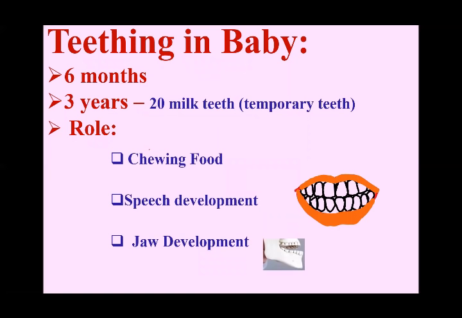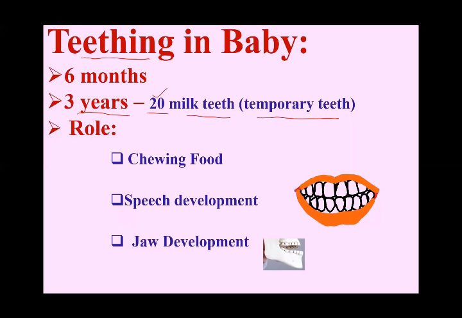Next is teething in babies. At the age of 6 months, teeth start coming in babies and the process is known as teething. At the age of 3 years, a set of 20 teeth is developed in babies. This set of teeth is known as milk teeth or temporary teeth.